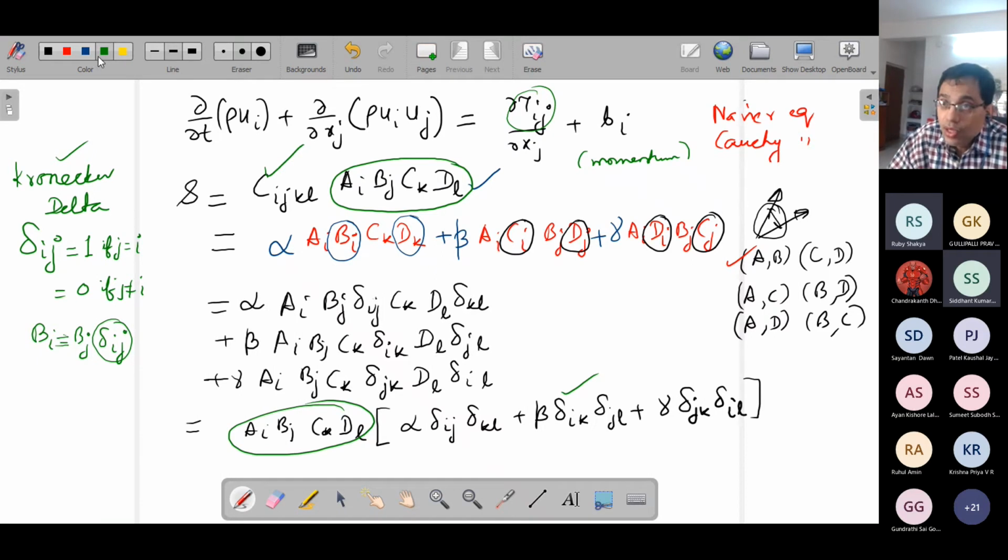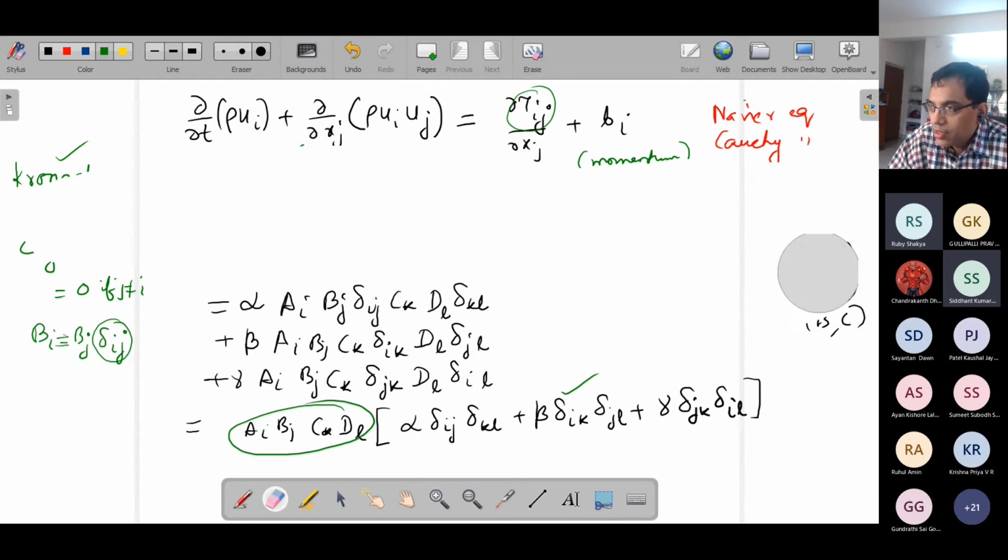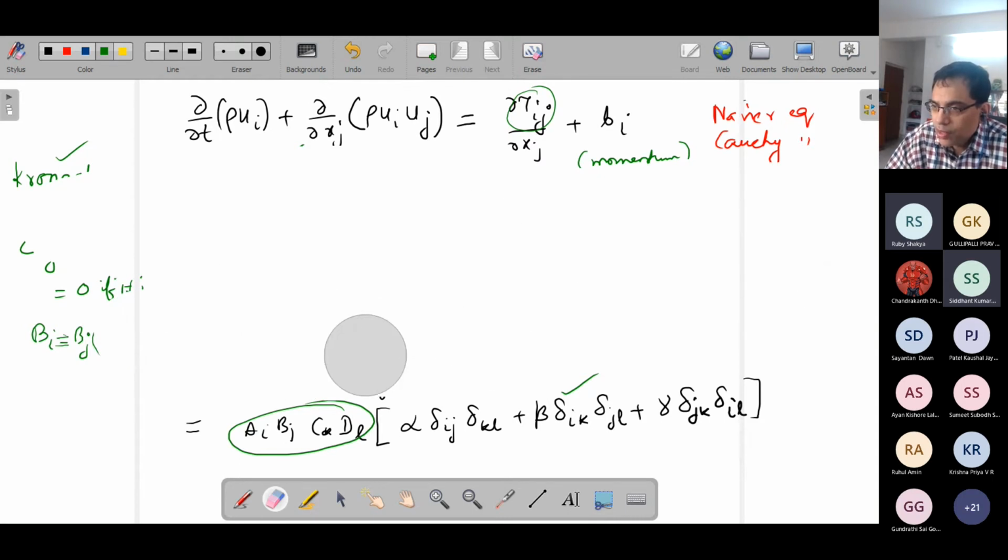So the finding from this part of the analysis is that we can write an expression for Cijkl for this homogeneous isotropic medium.